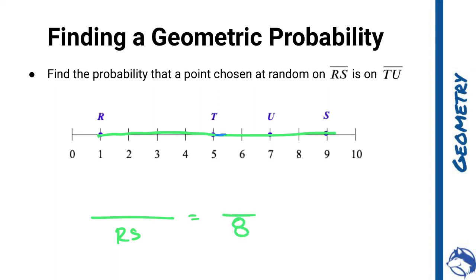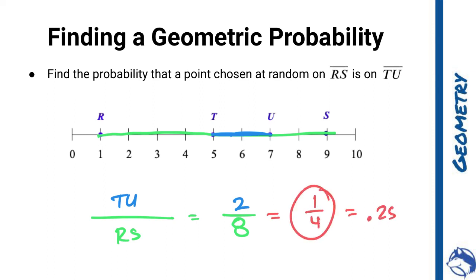TU goes from 5 to 7, which is only 2. So the probability that it's going to land on TU is 1 out of 4, which is equal to 0.25, a number between 0 and 1.